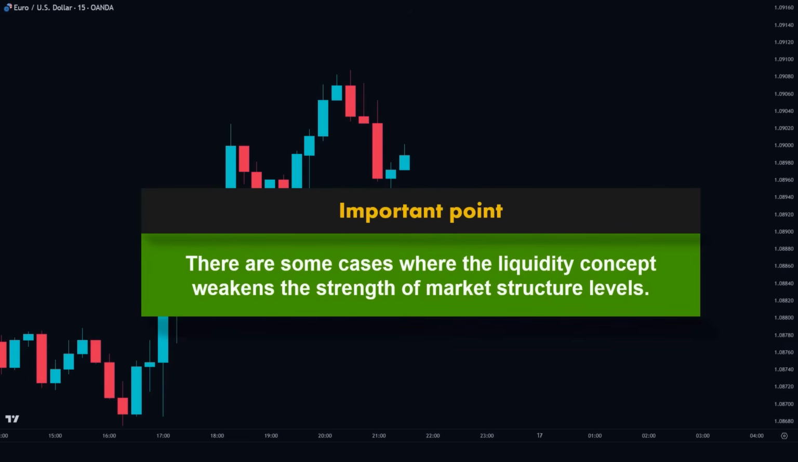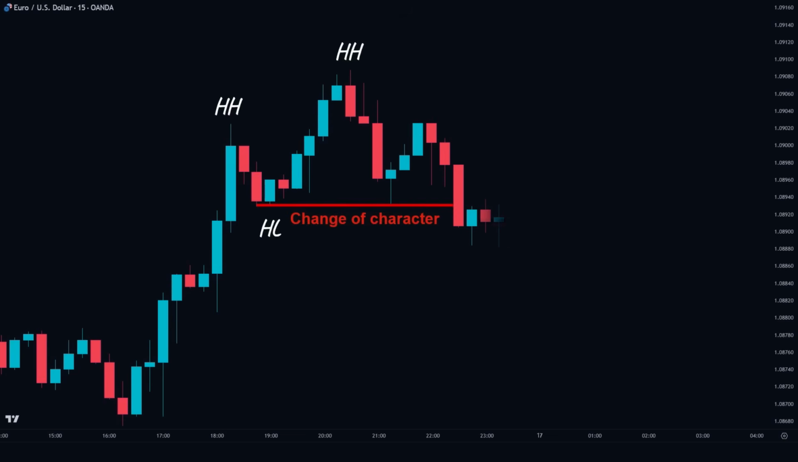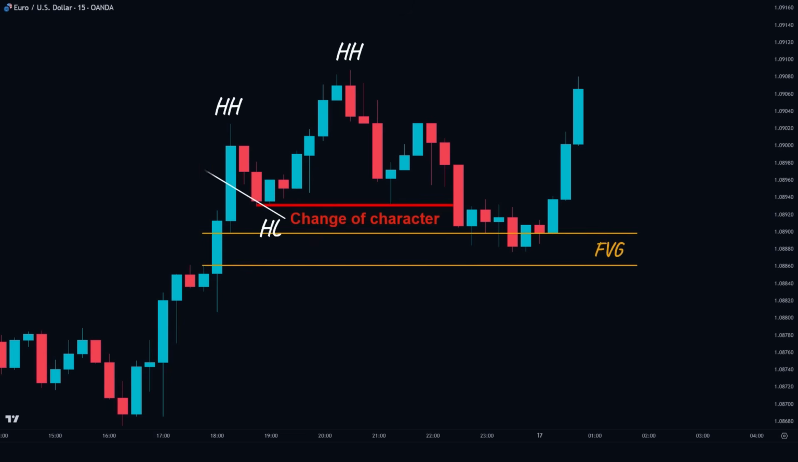Now, there are some cases where the liquidity concept weakens the strength of market structure levels. For example, here could be the latest market structure schematic, pointing out higher highs and higher lows. Normally, if the price breaks and trades below this higher low, we would interpret it as a change of character and expect a shift in the market direction. But looking at the left side, we can identify this area of fair value gap, which is considered an institutional demand area. So this presents a great opportunity for smart money to grab the liquidity below this swing low, and then the market will push higher in the original bullish direction.